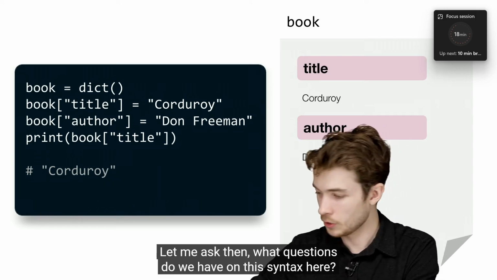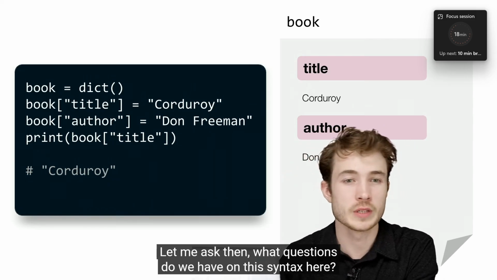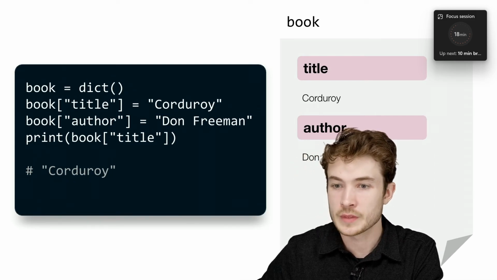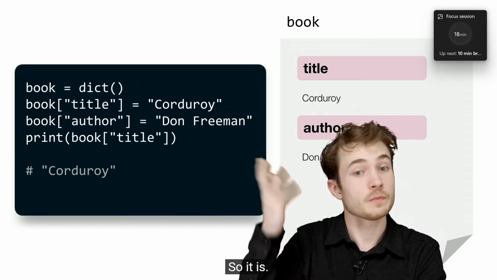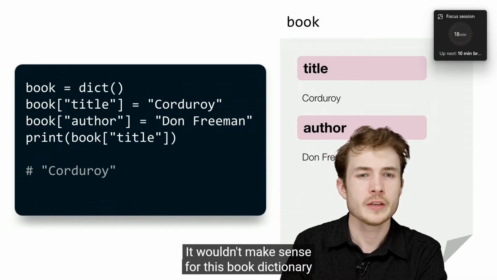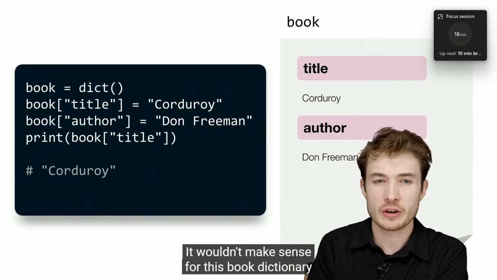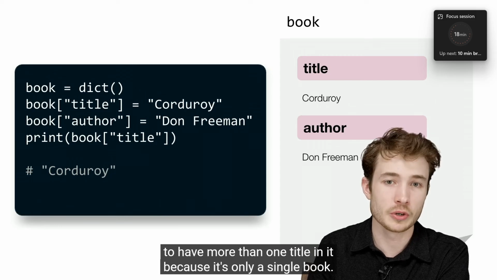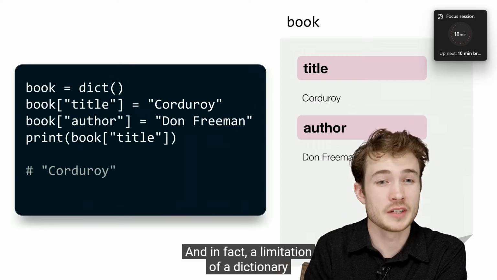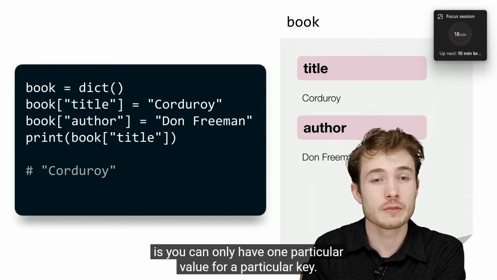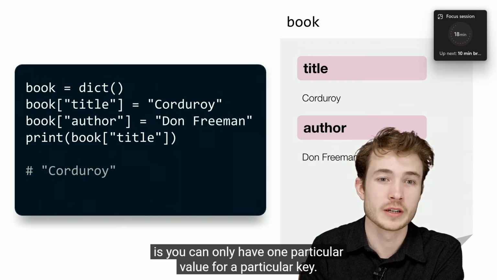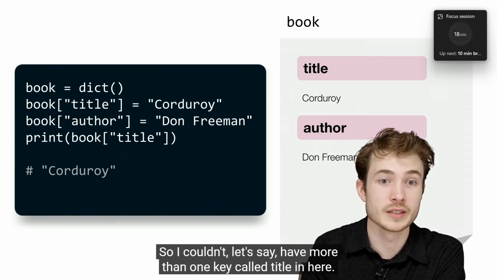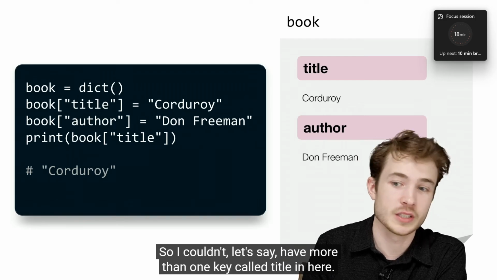Let me ask then, what questions do we have on this syntax here? Book is just one book, right? So it is. So this is a single book. It wouldn't make sense for this book dictionary to have more than one title in it because it's only a single book. And in fact, a limitation of a dictionary is you can only have one particular value for a particular key. So I couldn't, let's say, have more than one key called title in here.